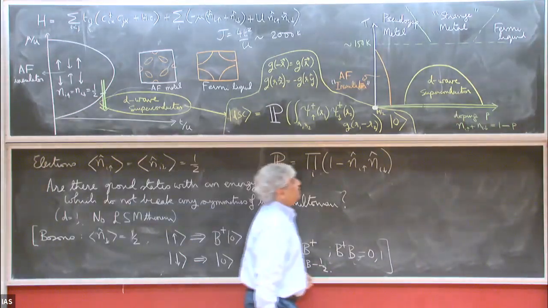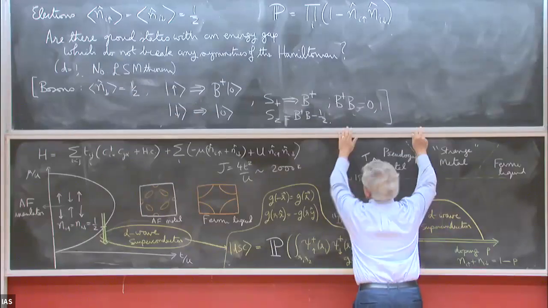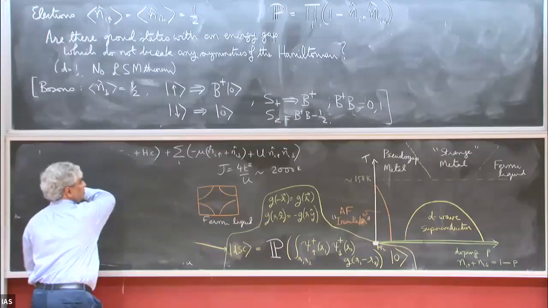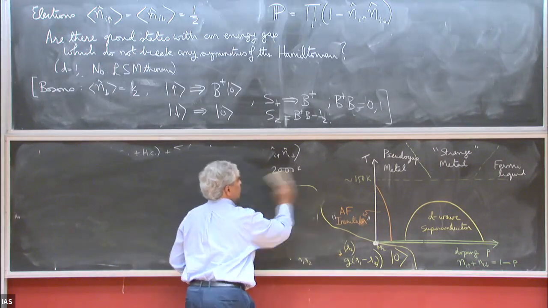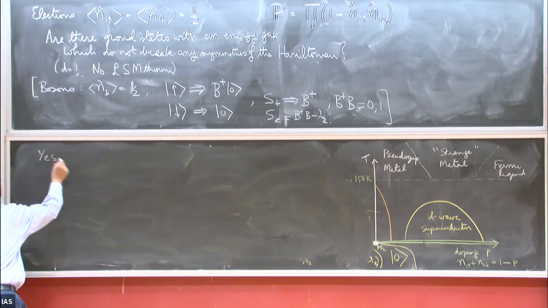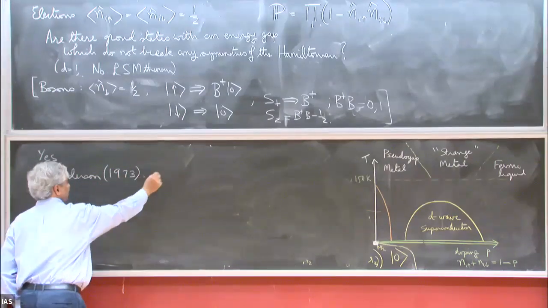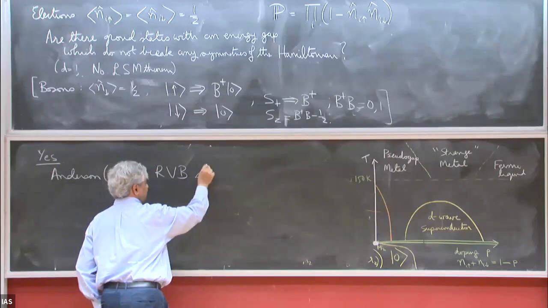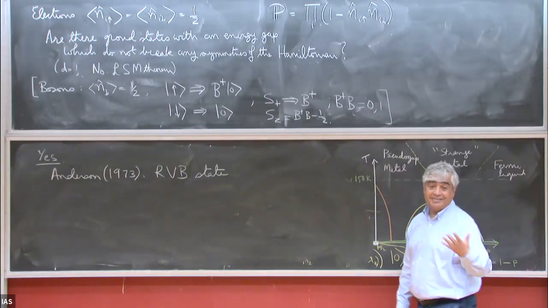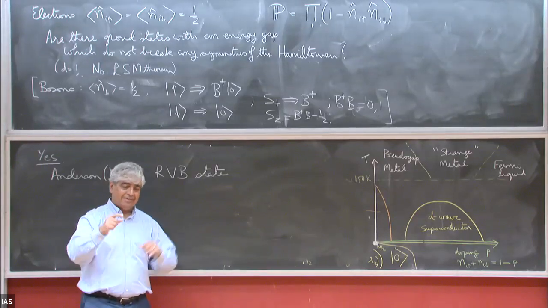So the fact that the answer may be yes was first proposed by Anderson way back in 1973. He gave an ansatz for the kind of wave function that might do this, and he proposed what is called the resonating valence bond state. So this state has its origins actually in 19th century physics, in benzene. Kekulé proposed a state for benzene where you had two different configurations of double bonds in a hexagonal ring, and they resonated with each other.